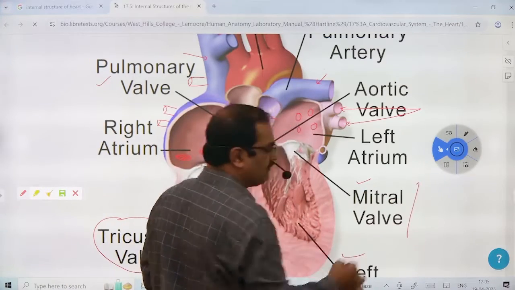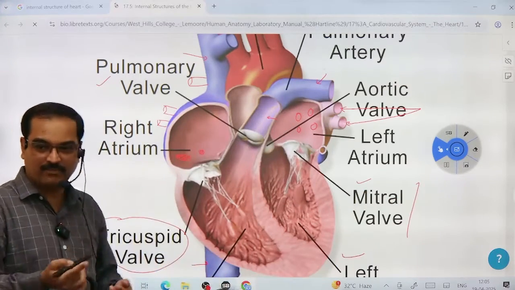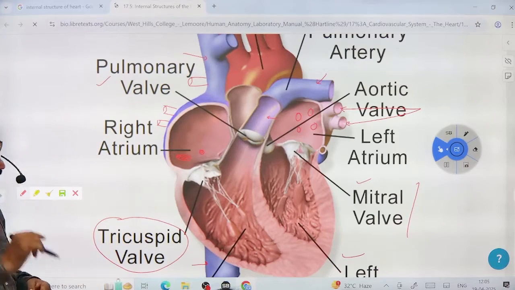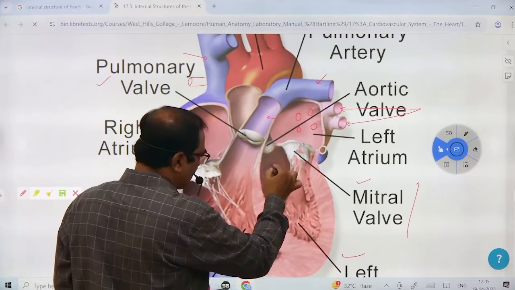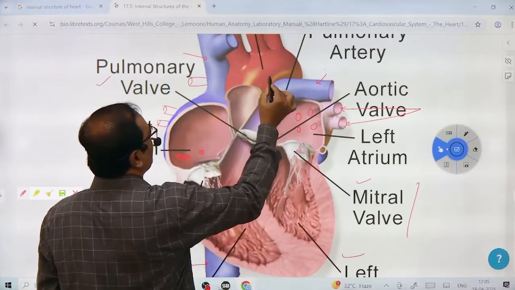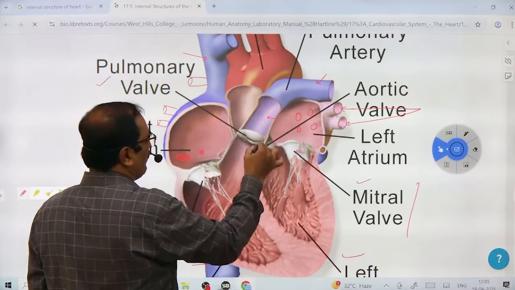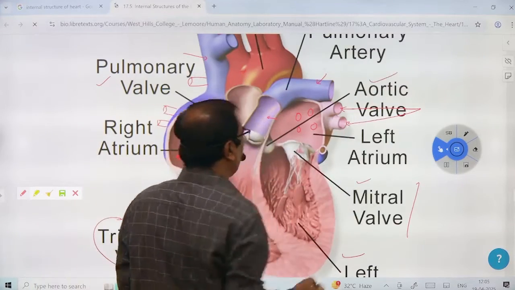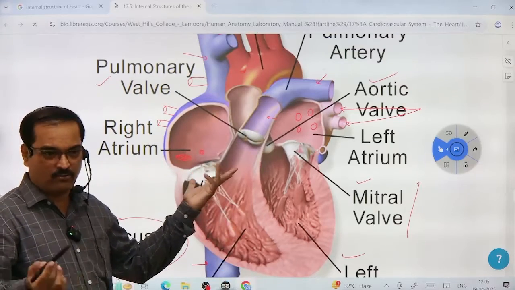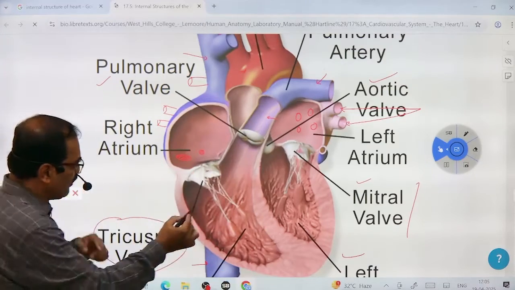From left atrium blood enters into the left ventricle by opening which valve? What is the other name? Bicuspid. What is the other name? Third name? Left atrioventricular valve. Right. From this left ventricle blood enters into what is this? By opening which valve? Aortic semilunar valve. Okay. This is nothing but the aorta. Then what is the name of this part?